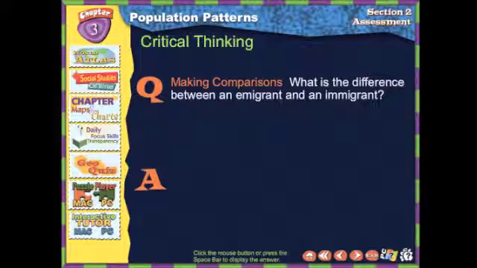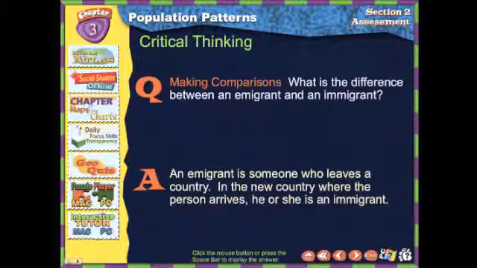Here's a question you might not know. What is the difference between an emigrant and an immigrant? Think about the difference. An emigrant is someone who leaves a country. In the new country where the person arrives, he or she is known as an immigrant.